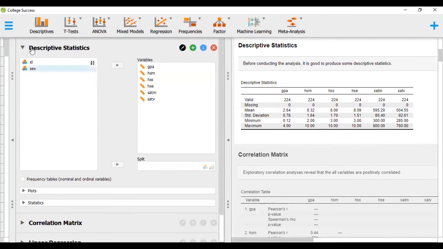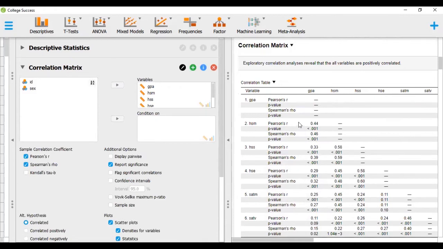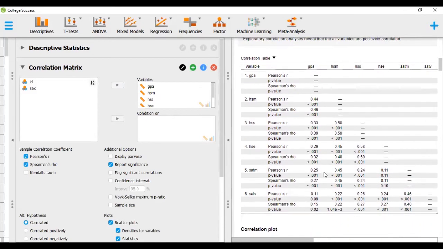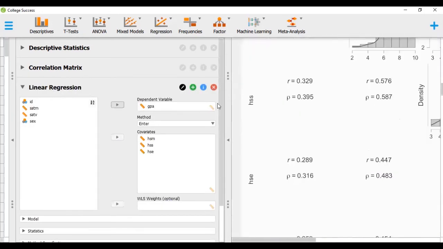That is cool. Now, we want to also look at the correlation. How do these variables correlate with each other? The correlation analysis here simply helps us to see that when you look at the p-values of all of these variables, they are all less than 0.05, which is the significance level. So the exploratory correlation analysis reveals that all the variables are positively related. There is no negative Pearson correlation R. They are all positively related and significant. So we can go ahead to do our linear regression.